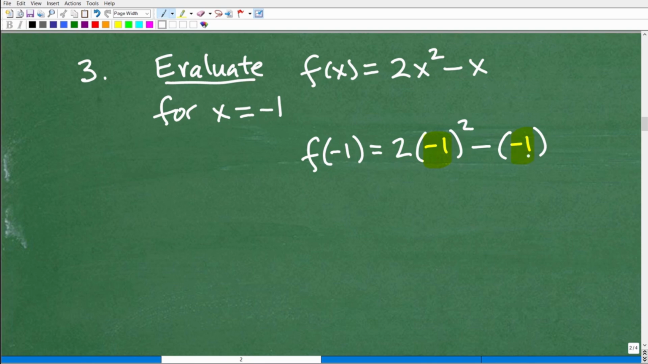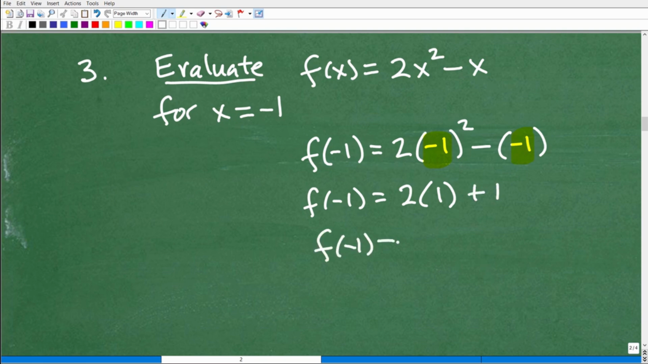So now I need to go ahead and simplify this. So f of negative 1 is equal to 2 times negative 1 squared. Negative 1 times negative 1 is positive 1, so that's 2 times a positive 1. Now I have a negative of a negative right here, so that's positive 1. Okay, so f of negative 1 is going to be what? 2 times 1 is 2, plus 1 is 3. The answer is a positive 3.